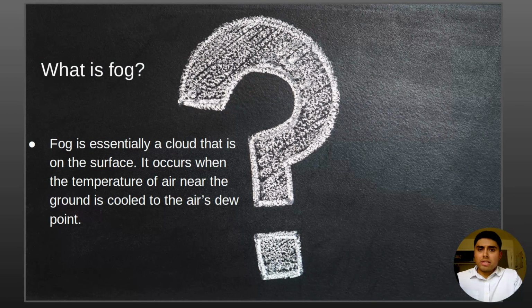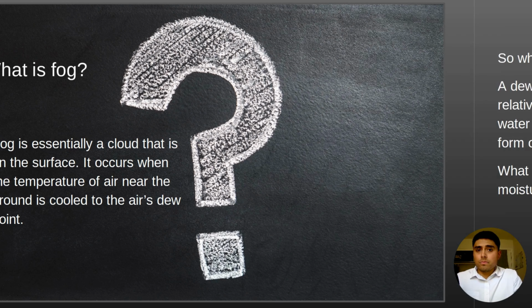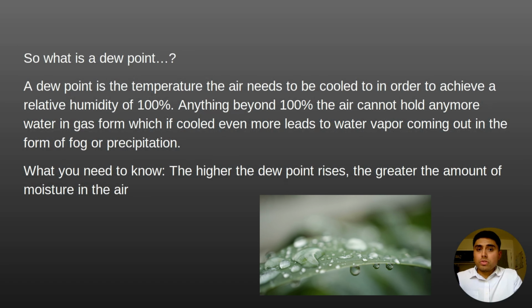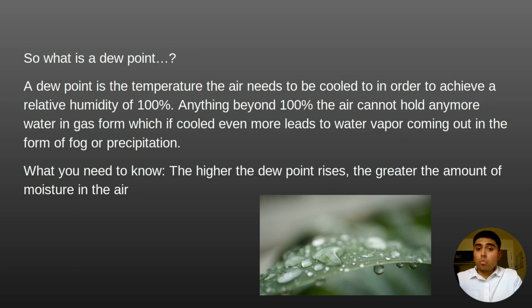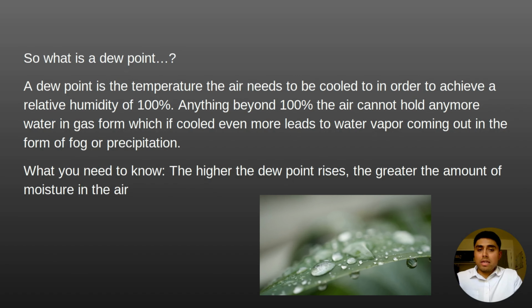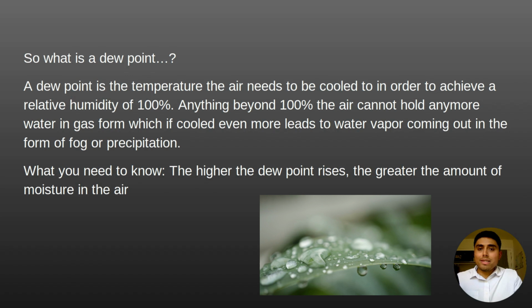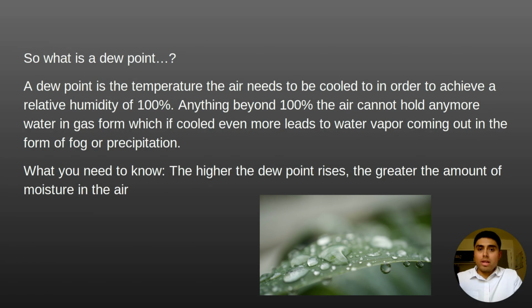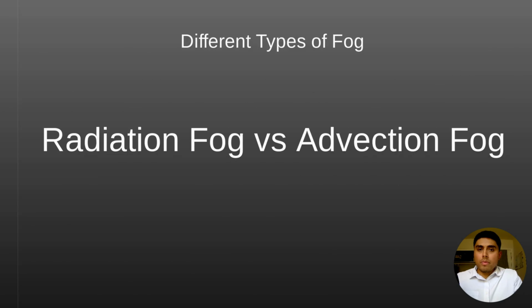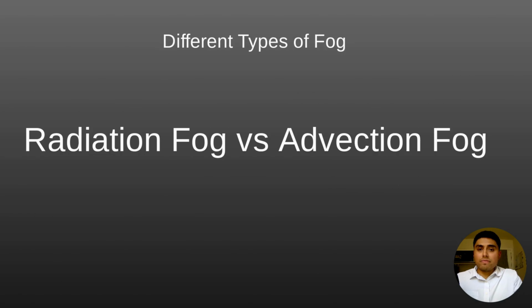So fog essentially is just a cloud that is on the surface. The conditions for this to occur, though, only happen when the temperature of the air near the surface is cooled to the air's dew point. A dew point is the temperature air is cooled to achieve a relative humidity of 100%. Anything above 100%, air can't keep that moisture in its gas form, releasing it into water vapor in the form of rain or fog. And the two fogs we will be talking about today are radiation and advection fog.